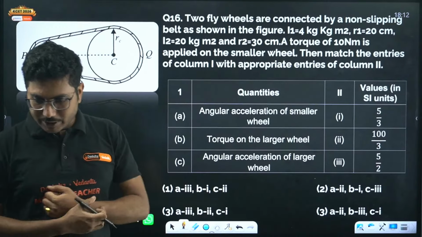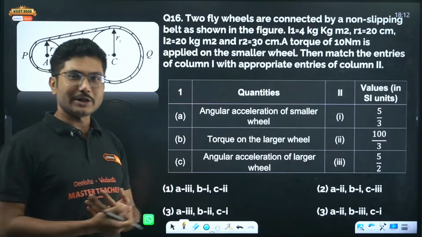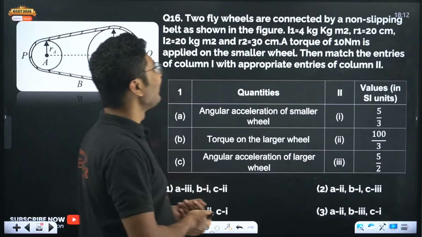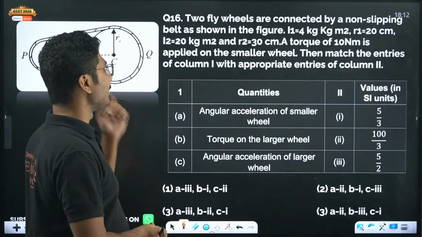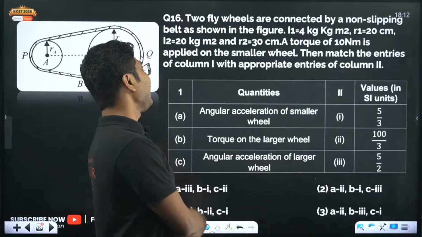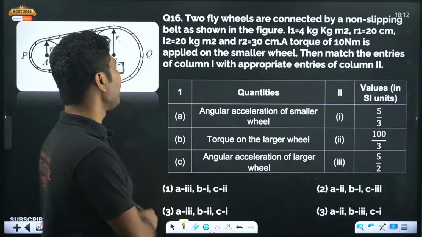Yes, 3 root 3 by 12. 3 root 3 by 12 is actually root 3 by 4. Okay, they have forgotten to cancel 1 root 3, so that's why they have kept it 3 root 3 by 12. Two flywheels are connected by a non-slipping belt as shown in the figure.